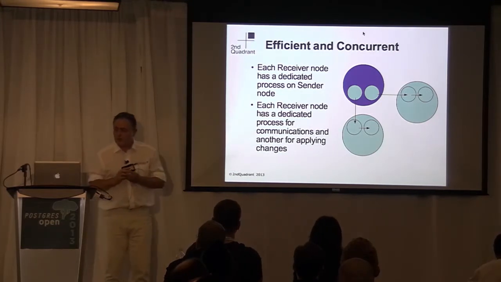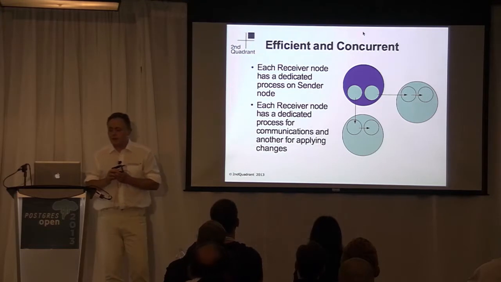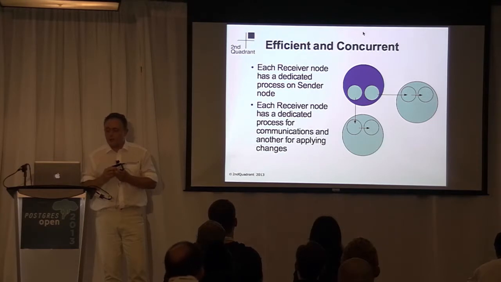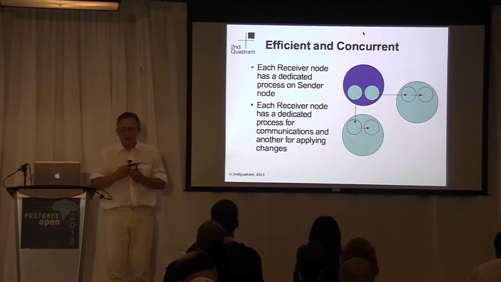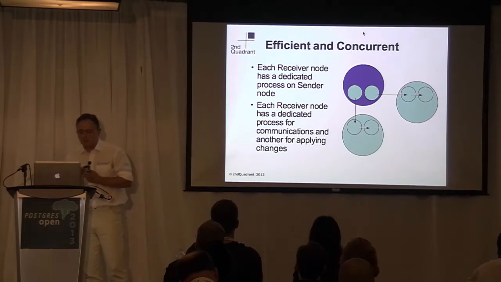The whole system is designed to be very efficient and concurrent. On the master node, the dark blue node, we actually have separate processes responsible for sending data to each of the receiver nodes. So if there's a blockage, a network problem on any of the standby nodes, that's not going to affect what happens on the master. There's no effect on the latency when we have a problem on any of the standby nodes.